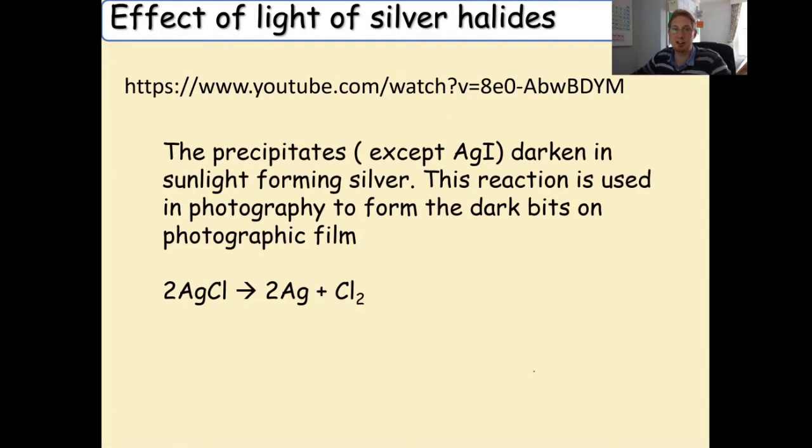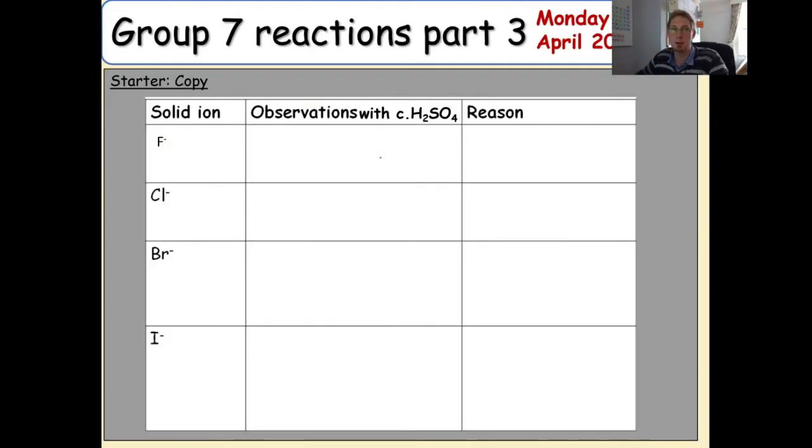Effect of light on silver halides: you don't need to know much, but the precipitates except silver iodide darken in sunlight, forming silver. This reaction is used in photography to form the dark bits on photographic film. So silver chloride forms silver and chlorine, and of course the same for bromide: silver bromide forms silver and bromine. But as it says there, except silver iodide. This was the one that gave people a lot of problems, and it comes up again and again. So do make sure you understand this.